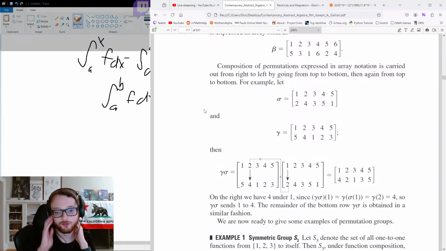Oh, what is this? Composition of permutations expressed in array notation is carried out from right to left by going from top to bottom, then again from top to bottom. Okay, so if we have two permutation groups acting on the same set of integers, but permuting them differently, and we compose gamma of sigma, this is gamma, this is sigma.